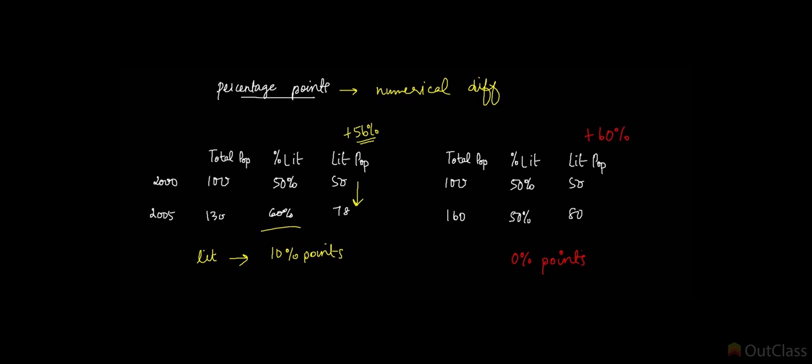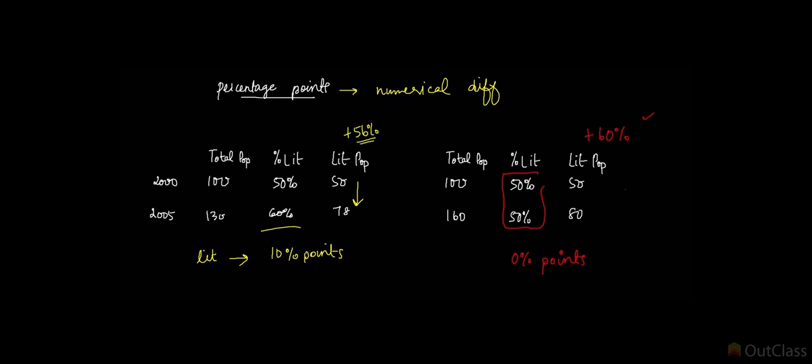Which state do you think is doing better? The 60% notwithstanding, the state on the left is obviously doing better in terms of trying to improve the literacy of its people. The fact that this has not changed and this has risen by 60% actually shows that the second state has also failed in terms of controlling population growth.